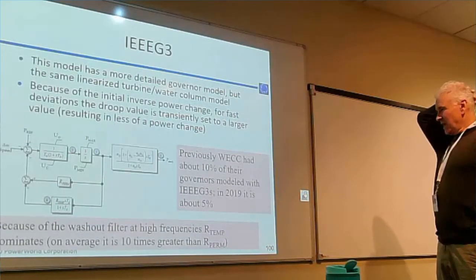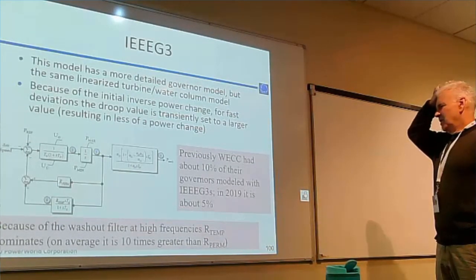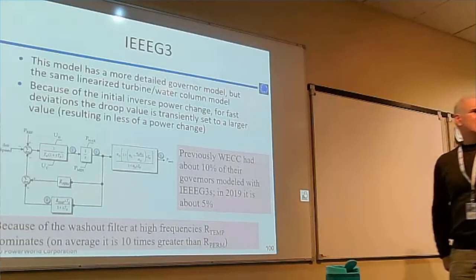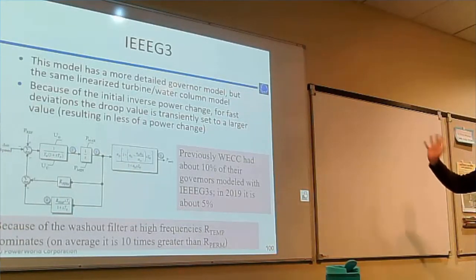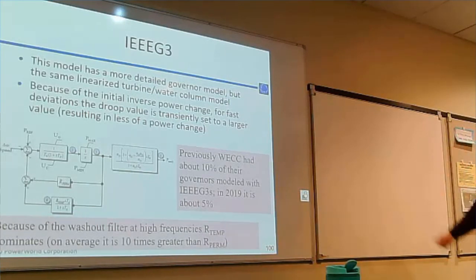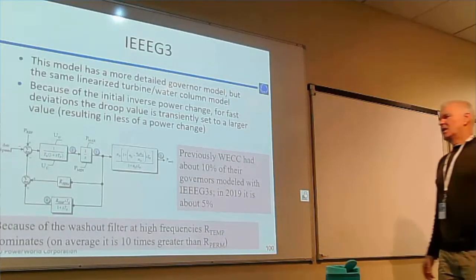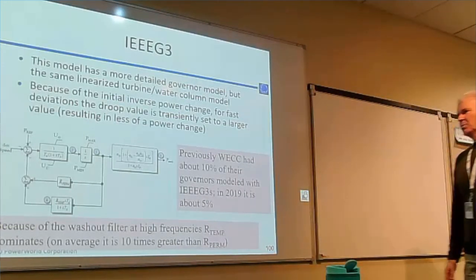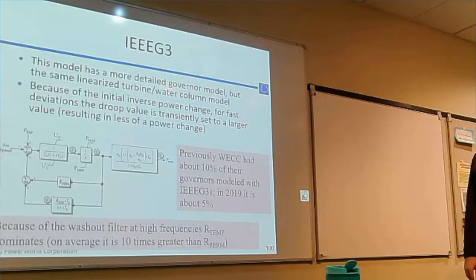This was a very common WECC model. About 10% of the governors were previously modeled with this. When I checked in 2009, it's 5%. So this one's going away. It's an older linearized model, so it's a good thing that it's going away. But it gave an okay performance for a hydro unit.